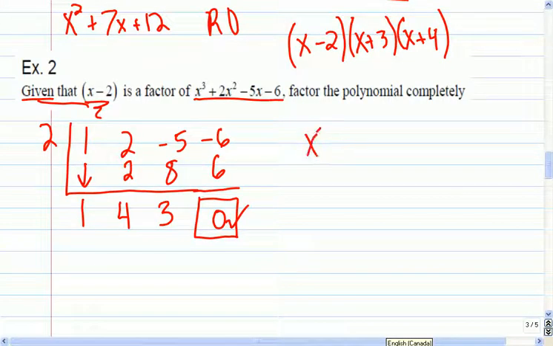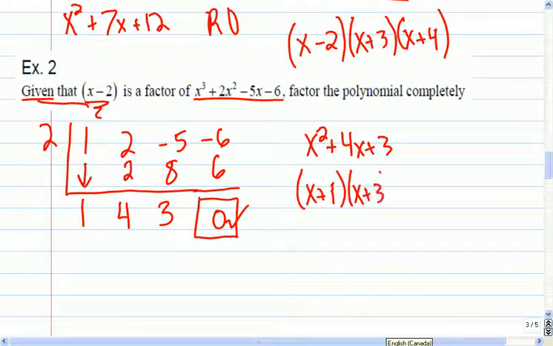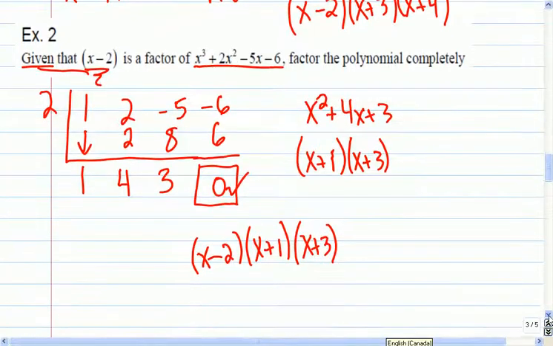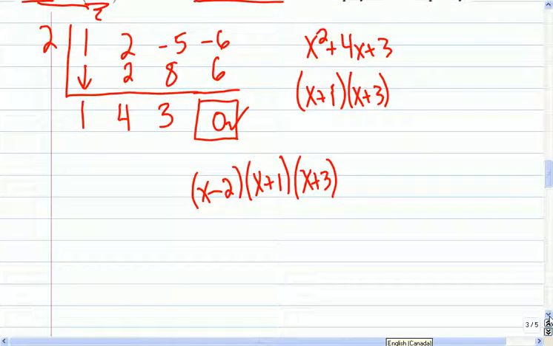That means what's left over is x squared plus 4x plus 3. Or x plus 1 times x plus 3. So completely factored, this would be x minus 2 times x plus 1 times x plus 3. Okay. Any questions about this business of factoring?